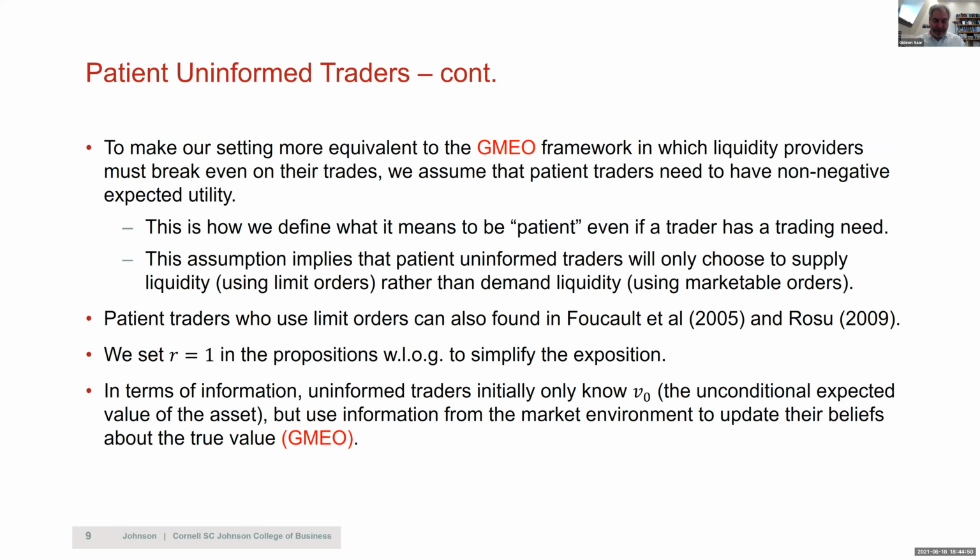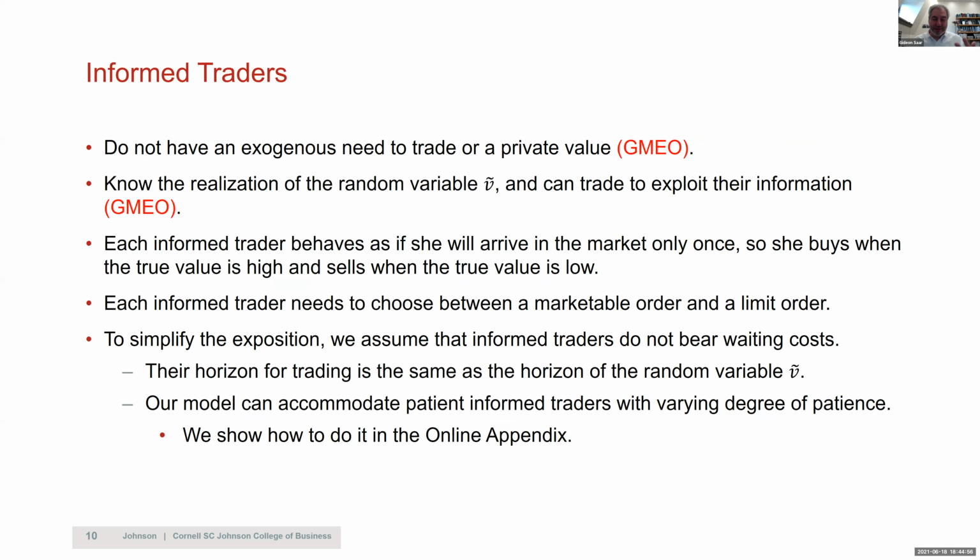Okay. So then, who are the informed traders? Informed traders don't have any exogenous need to trade, but they know the realization of the random variable. Again, that's a very traditional sequential trade model. They behave as if they will arrive in the market only once. So exactly like in a Glosten-Milgrom-Hara model, they will buy if she, the informed trader, sees a high signal, sell if she sees a low signal. But she still has a non-trivial choice in terms of the type of order she uses. Does she use a marketable order or a limit order? And if a limit order, what price does she use?